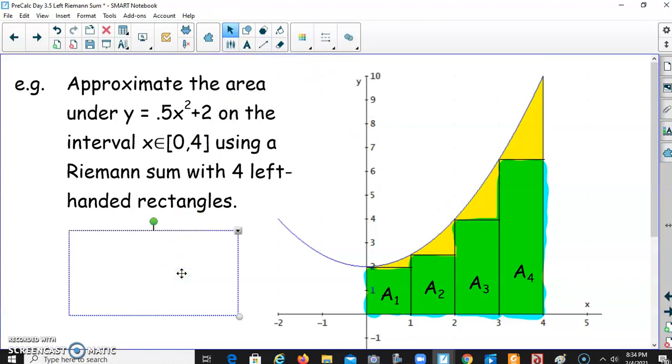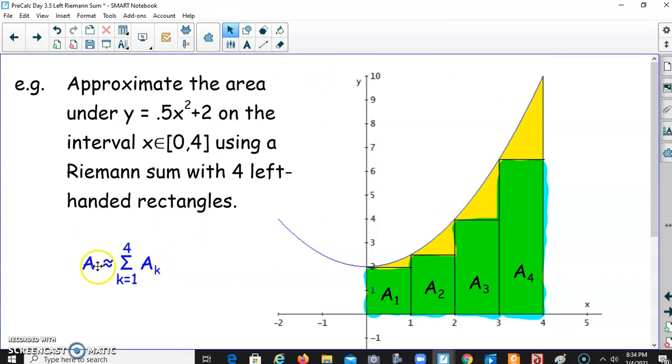And what I would like to do is say my area is approximately equal to the sum of a sub k as k goes from 1 to 4. So this is really saying add up the 4 rectangles. We're going to start at the lower limit, a sub 1 plus a sub 2 plus a sub 3 plus a sub 4, which again are those green rectangles over here.